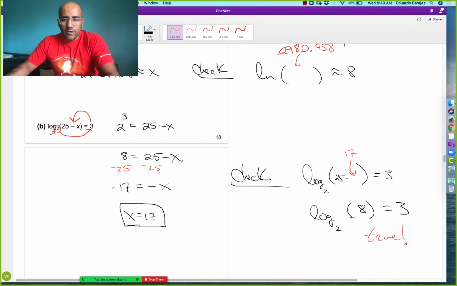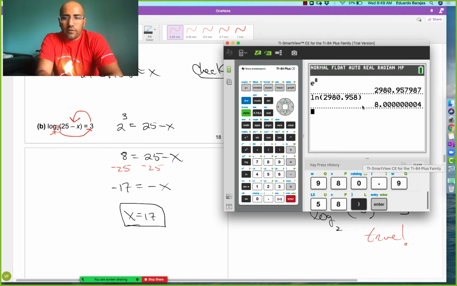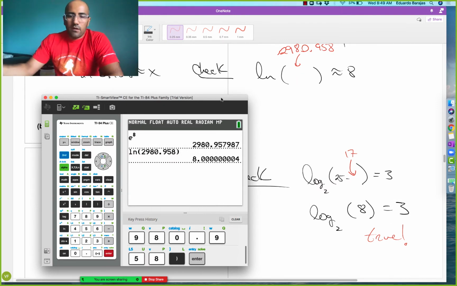They were just kind of conveniently easy numbers, but what if they were really ugly numbers that we didn't really know just by looking at them? Let's use our calculator to check it. Again, we're not solving it, we're just checking to make sure that this really does equal 3. Okay, so let's do that with our calculator. We got a couple of choices.